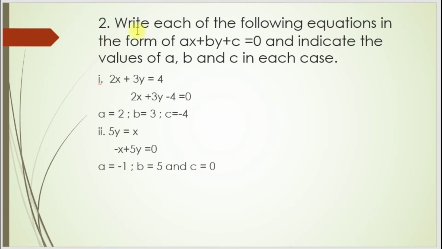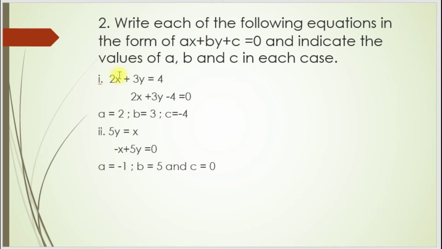Then second question. Write each of the following equations in the form of ax plus by plus c is equal to 0 and indicate the values of a, b and c in each case. Here you have to write all these equations in a general format, ax plus by plus c is equal to 0. And you have to indicate the values of a, b and c in each case.